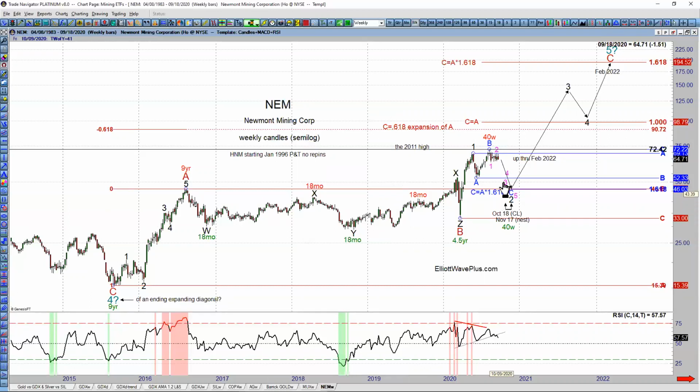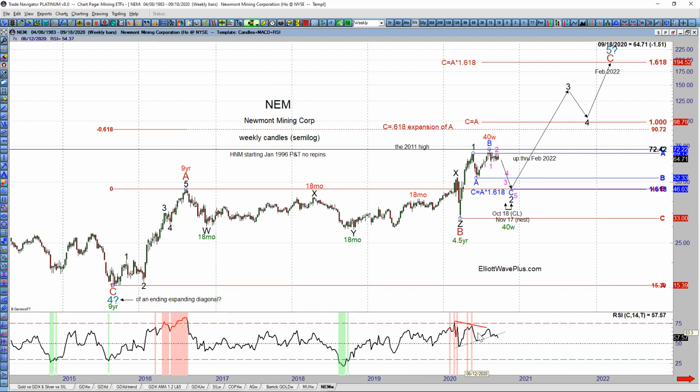Newmont probably down into mid-November, and then the Newmont trajectory is bullish from mid-November for the next 5 quarters or so. And so this is a high confidence roadmap at this time on the most influential stock in the GDX ETF.